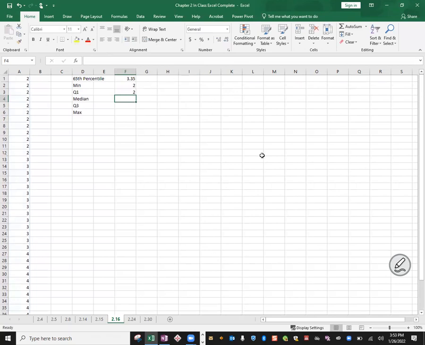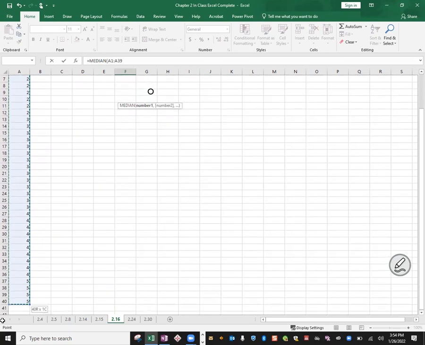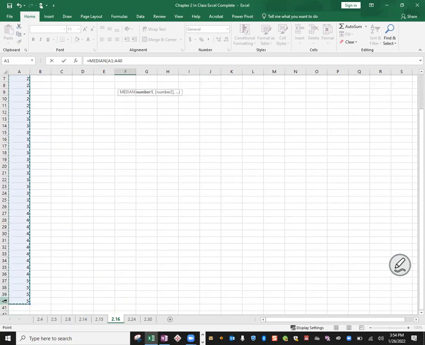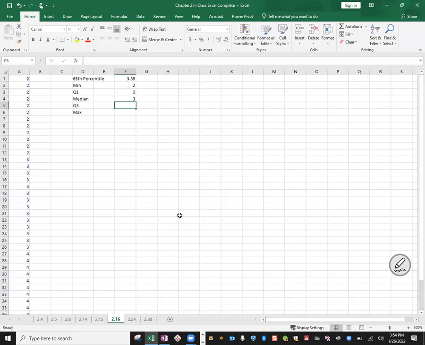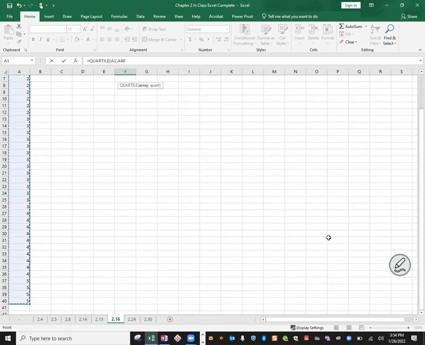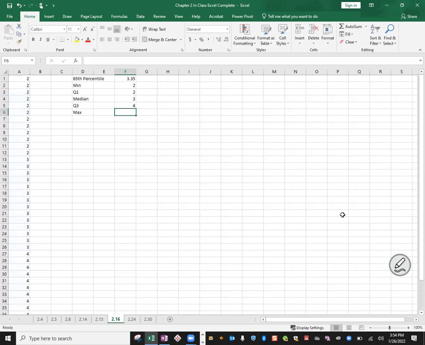We can find our median. Again, we're highlighting our data, and this time we just close parentheses. And then we can find our Q3 with the same quartile command, comma, and we want the 3rd quartile. And then we can find our max with the max command.